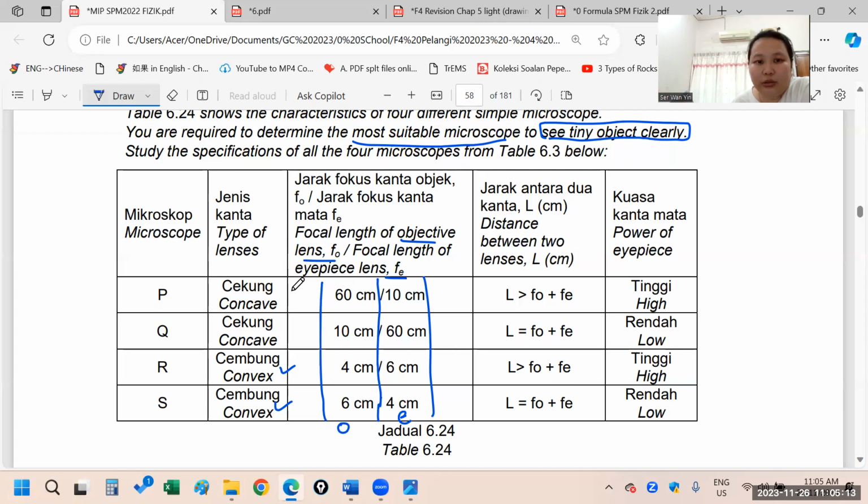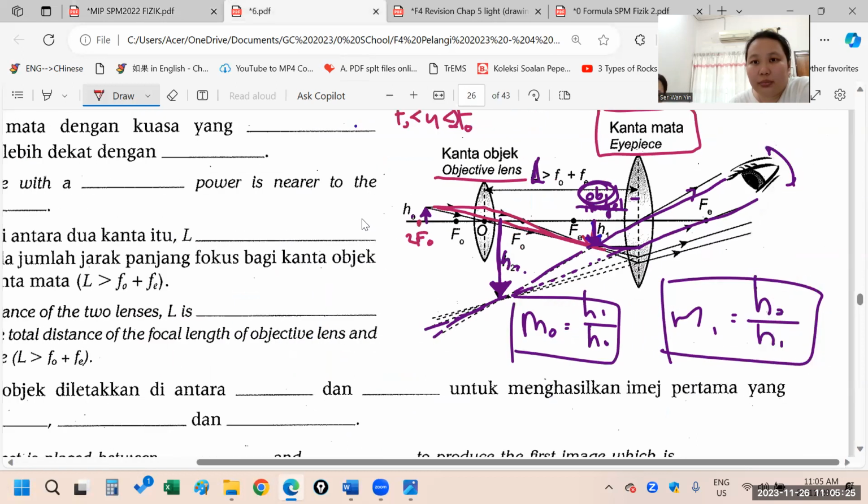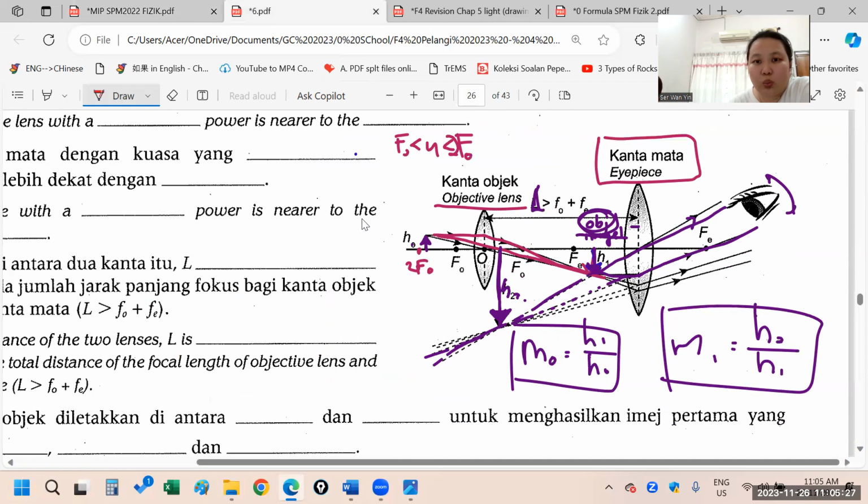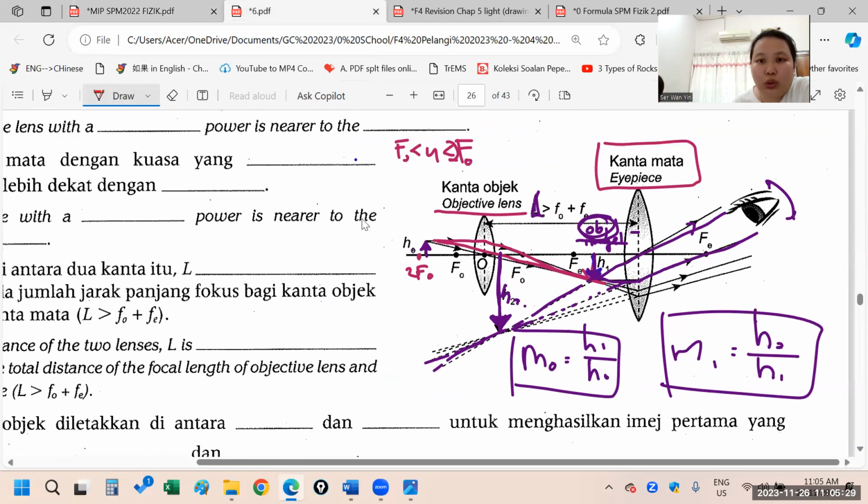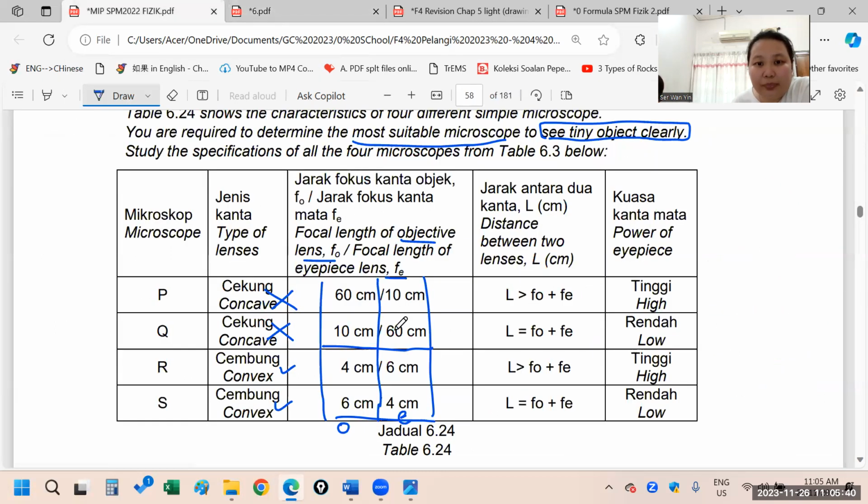Okay, obviously these two are out. So only here. Which one will have the longer focal length? Let's check. For the microscope, the eyepiece will have the longer focal length. Okay, this one.